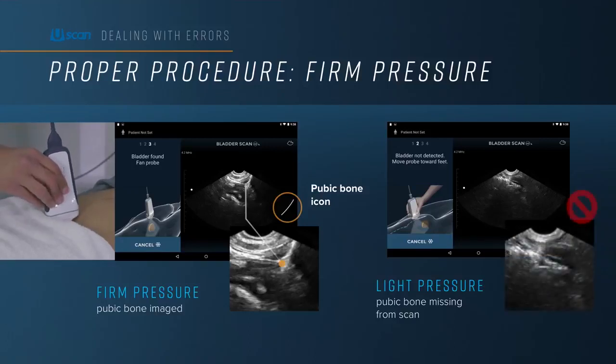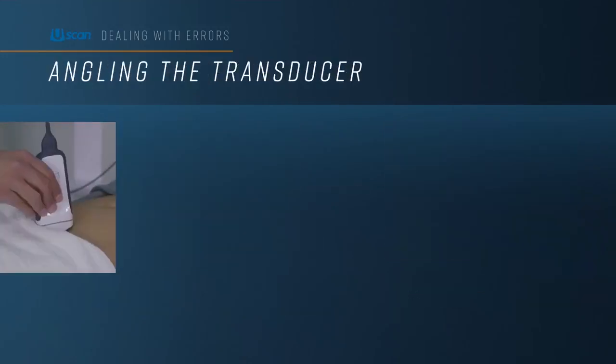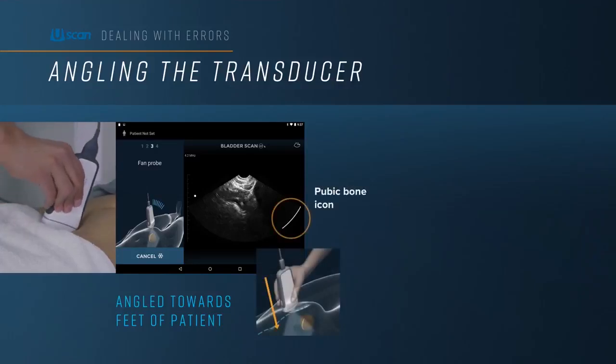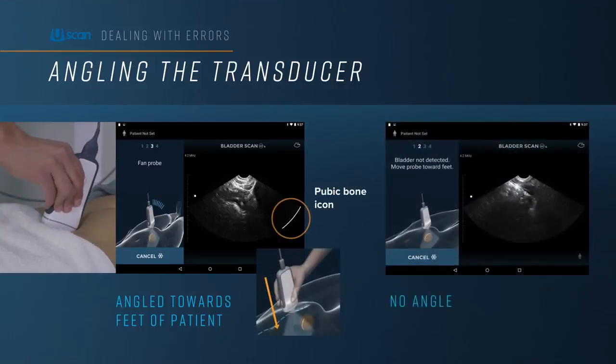Notice in the second set of images that while only using light pressure, the pubic bone is not identified, and the bladder not detected appears on the screen. Angling the probe toward the patient's feet is important since the urinary bladder is partially located posterior and inferior to the pubic bone.